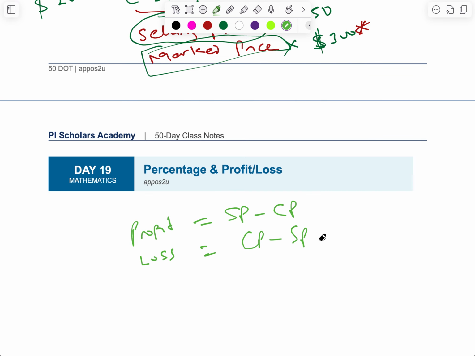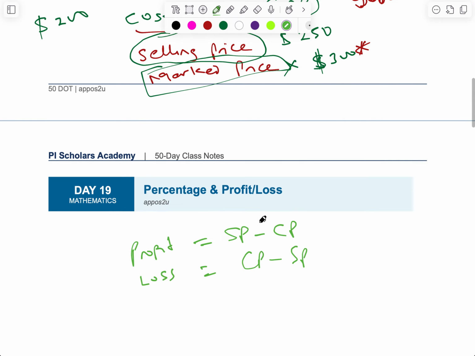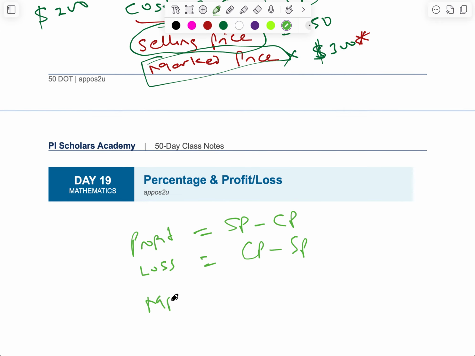Cost price minus selling price, because when you are losing, the cost price will be greater than the selling price. So that is how you calculate loss. Now, what is marked price? Marked price is actually the sum of cost price plus what we call markup. So markup is what you added to the cost price based on the intended amount that you want to sell it for. That's your markup. So markup is added before the whole thing is sold.